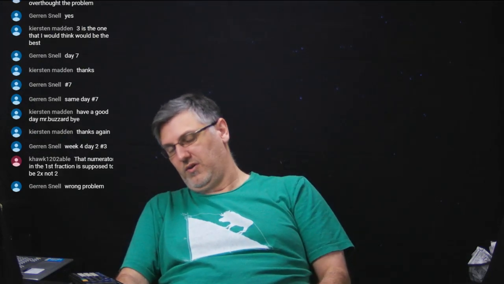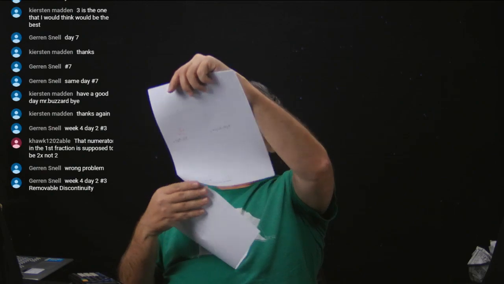Yeah, I just wrote it down wrong. Oh, my dog's down there. It doesn't change the math. Doesn't change the concepts. Everything else is good. Oh, removable discontinuity. I'm in the wrong packet. Yeah, I'm in the wrong packet.